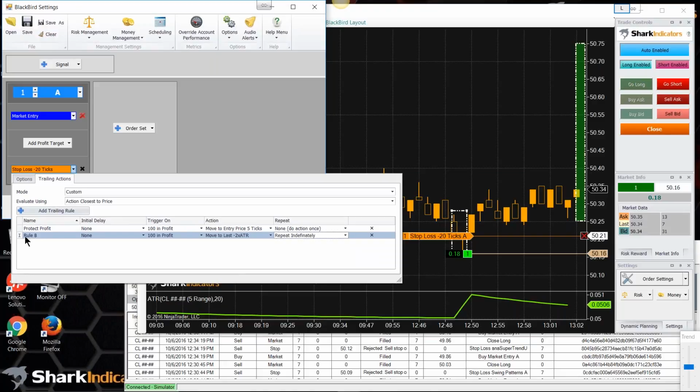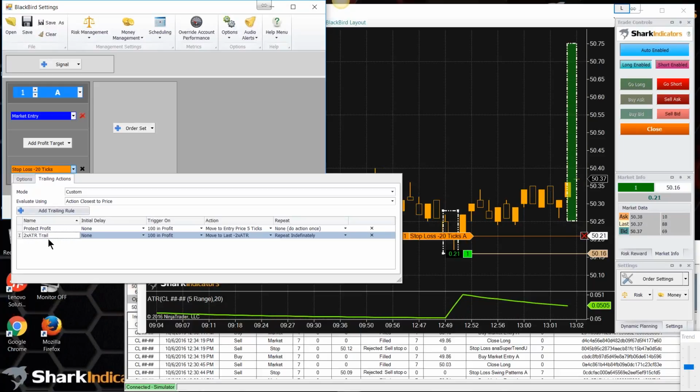So we're going to repeat. So rule B, we're going to repeat. And actually, let's call this here 2 ATR trail, right? So this is a 2 ATR trail. So this one will actually be doing the trailing because it's repeating, right? So if your repeat is set to none, and keep in mind here, you notice how my orders just flipped around. That's because they're sorted by name. So when I changed the name, it changed the order here.